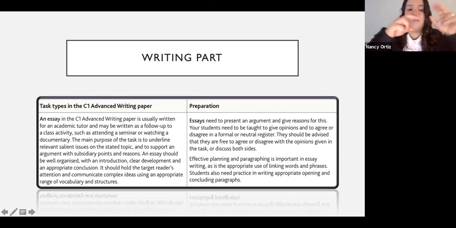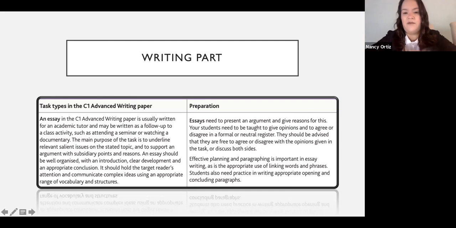Pretty much in these final lines is the difference between B2 and C2. Hold the target reader's attention and communicate complex ideas using an appropriate range of vocabulary and structures. If everything's okay, but the person checking your exam believes the ideas are not complex enough, you get a B2 instead of a C1. Okay, so the more complex, the more pompous you can sound, the better when it comes to vocabulary and structures.